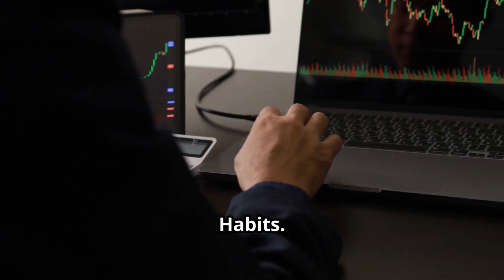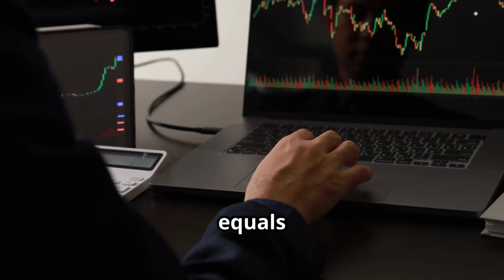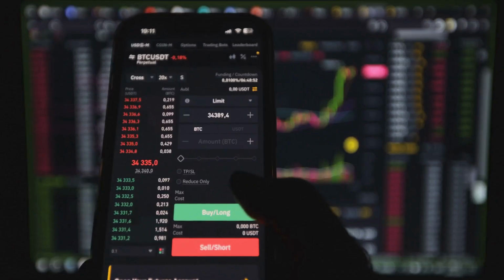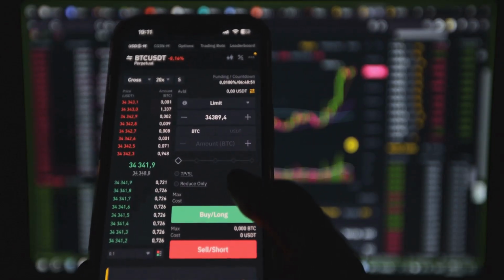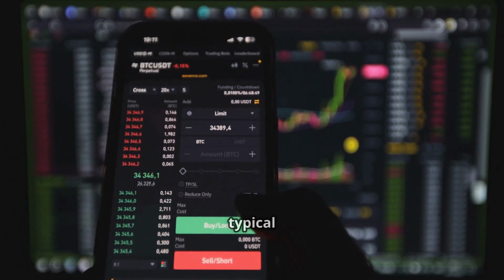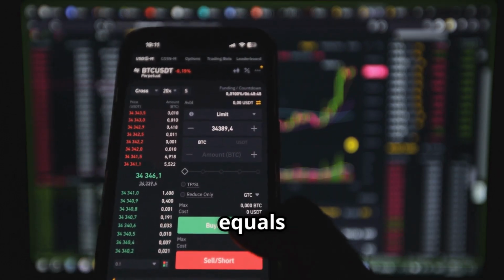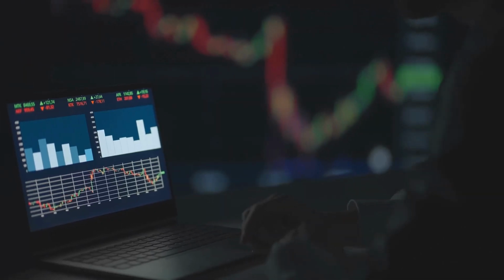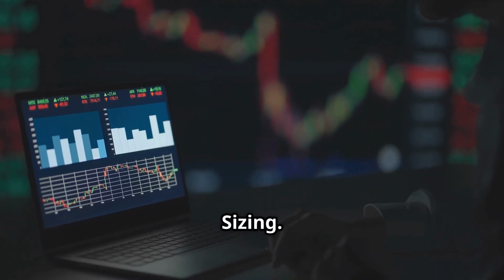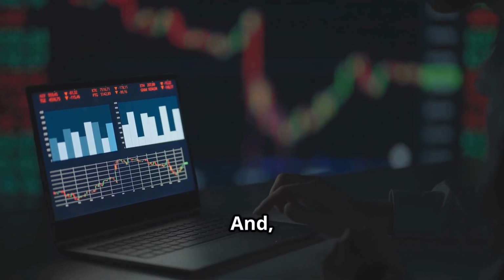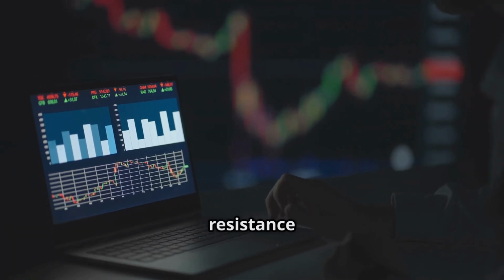Trader's Edge Pro Habits. Risk management. 1 MES tick equals $1.25. Use this to scale risk precisely. Risk per trade, max 1 to 2% of your account. A typical stop is 4 to 8 points, which equals $20 to $40 per contract. Position sizing: if your account is under $5,000, trade 1 to 2 contracts max, and scale in and out around support and resistance zones.